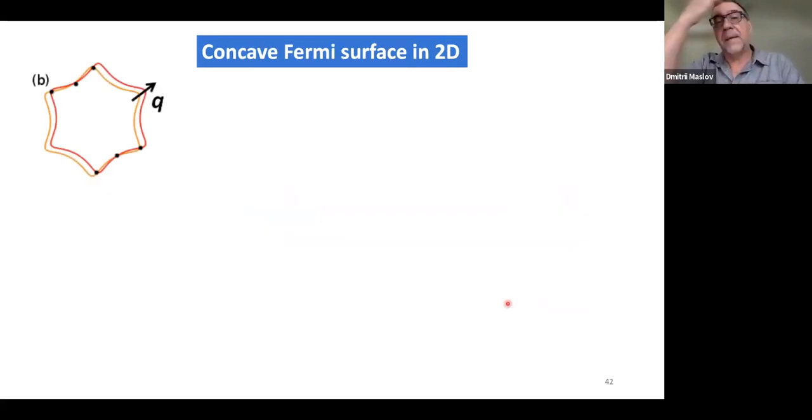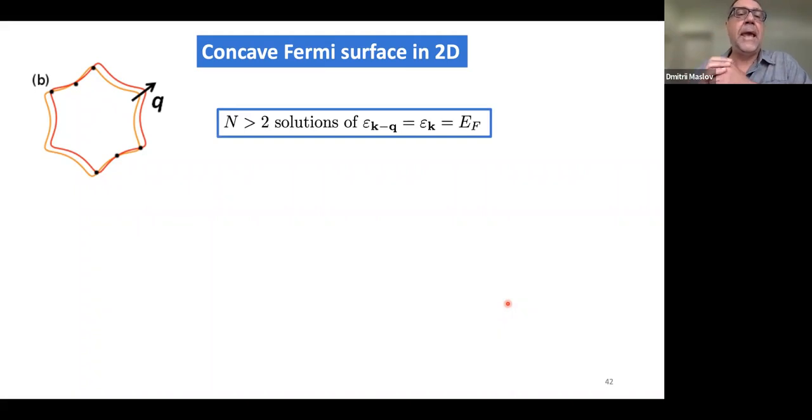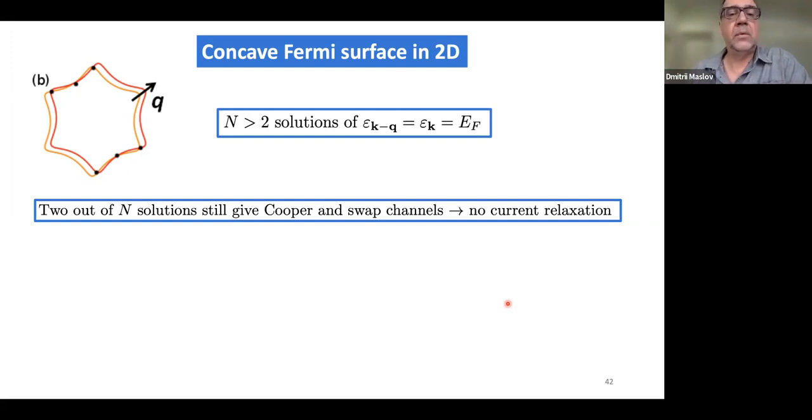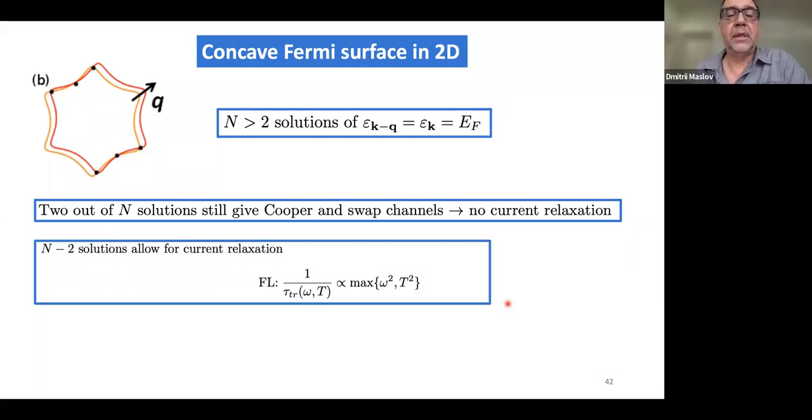Okay, now what happens if the Fermi surface is concave? Well, if we slide a concave Fermi contour by momentum transfer in the plane, we are guaranteed to have more than two self-intersection points. So let's say there are n of these points, it means that there are n larger than two solutions of the energy conservation. Two out of this n will be trivial Cooper and swap channels. They do not contribute, and there is no current relaxation. The remaining channels will contribute, and in the Fermi liquid we will recover the usual omega squared T squared law.